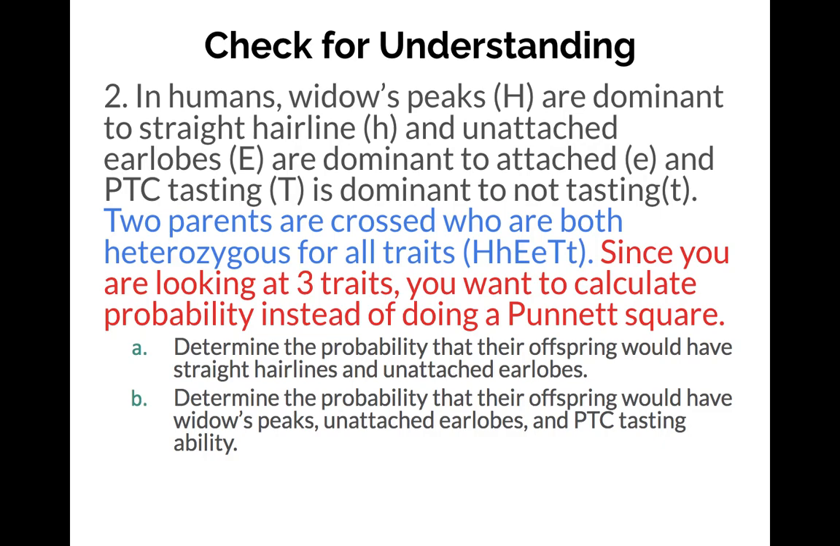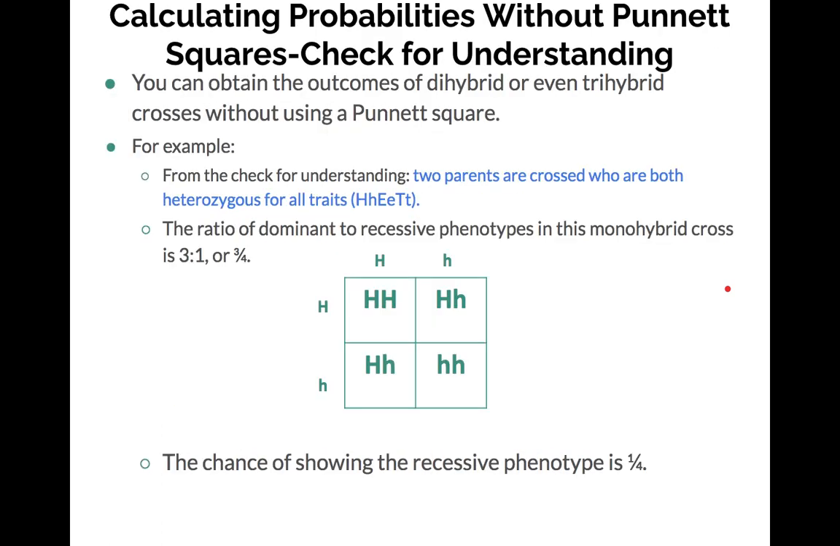Okay, second check for understanding. Same thing, go ahead, pause here, and try this on your own. All right, so since we are looking at 3 traits, it says it here, you'll want to calculate probability instead of doing a Punnett square. So if you started and your first thought was, okay, 64 square Punnett square, oh, don't do that, that's going to take a really long time. So here, we're going to instead look at our probabilities.